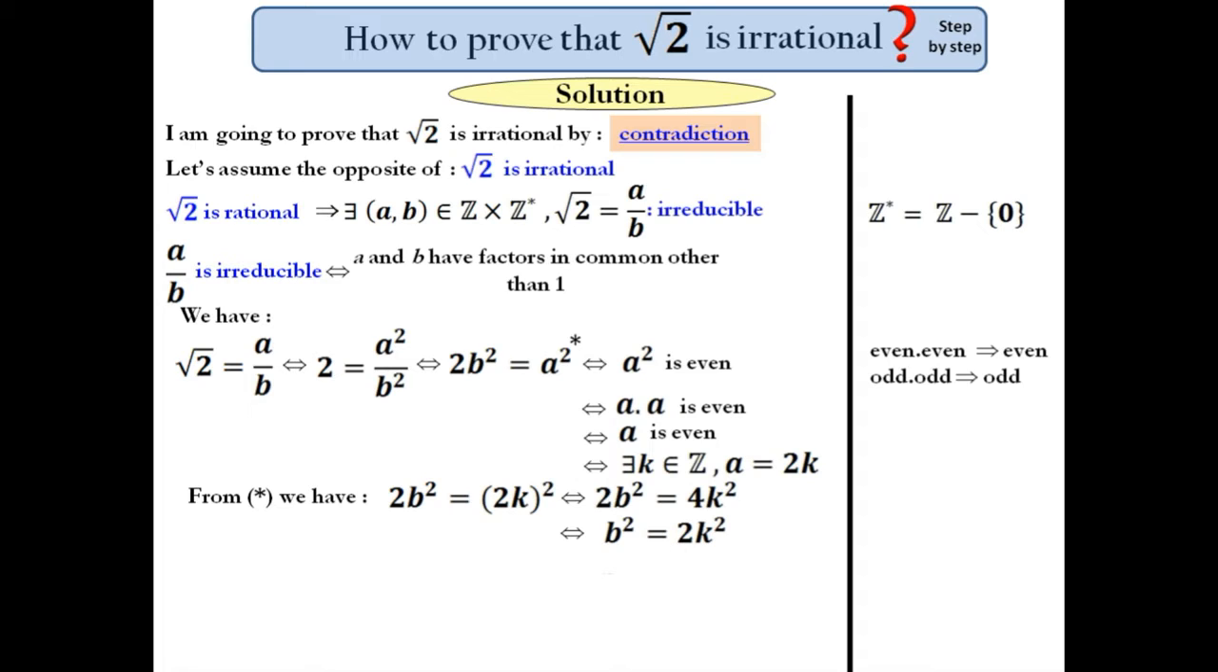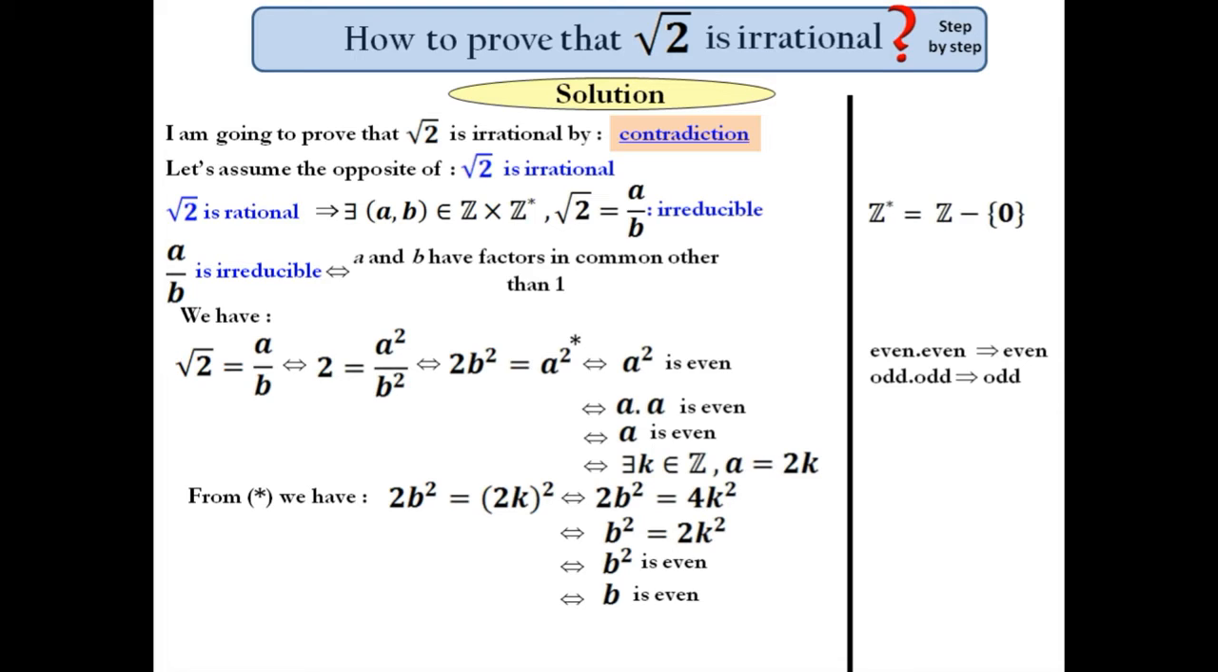k squared is going to be an integer. You take any integer times 2, you are going to get an even number. So this tells us that b squared is even. Well, if b squared is even, by the same logic we just used, that tells us that b is even. That is to say that both a and b have 2 as a factor.